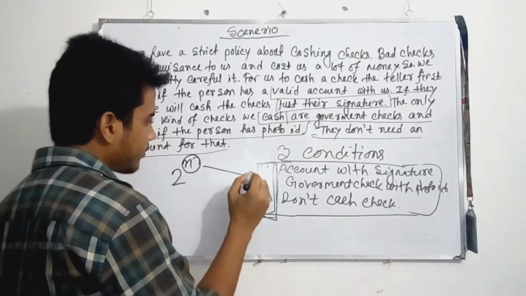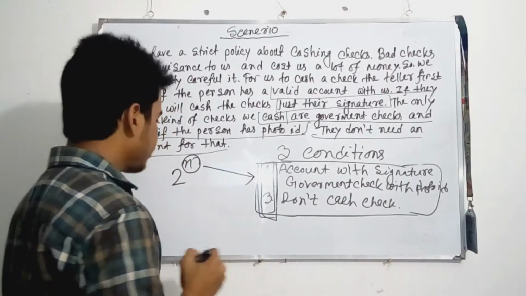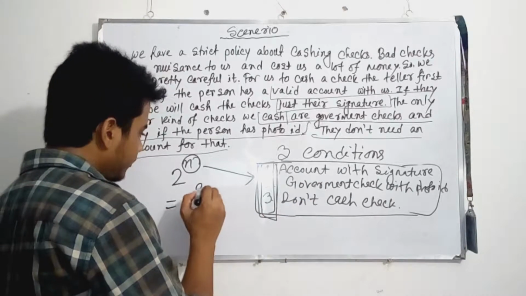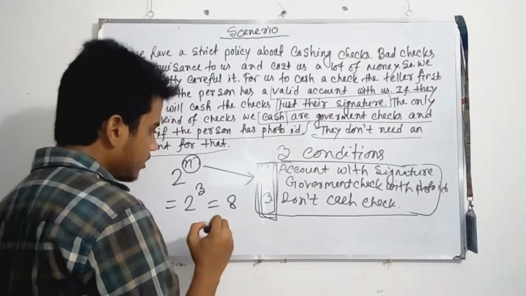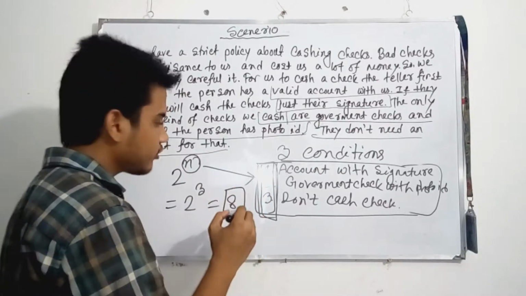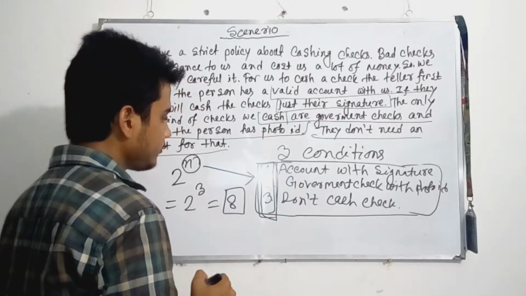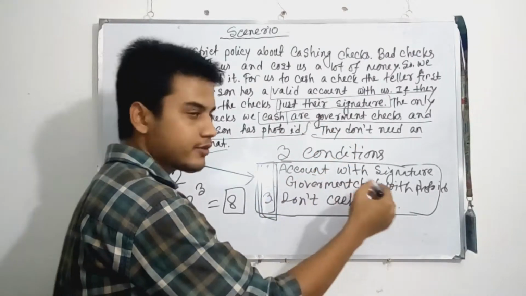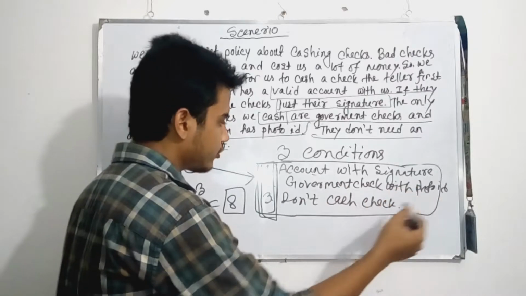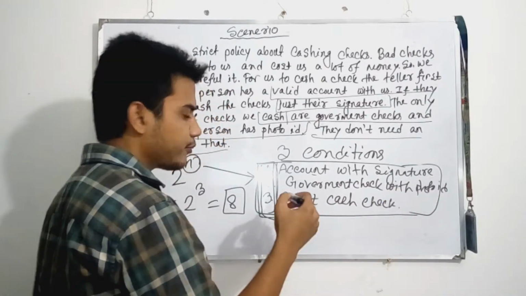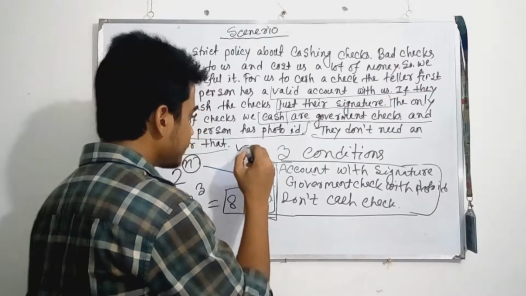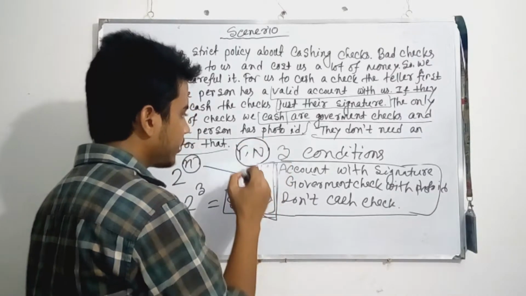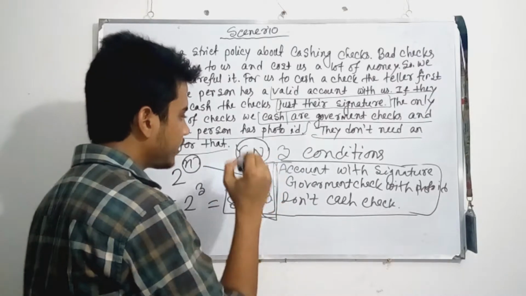Here n means the number of total conditions. So here we have 3 conditions, so 2 to the power 3 is equal to 8. So we have 8 rules to calculate the scenario, and behind every condition, suppose accounts with signature, government check with photo ID, and don't cash check, we get two values. One is yes and another is no. Simply we define them as Y and N. Here Y defines yes and N defines no.